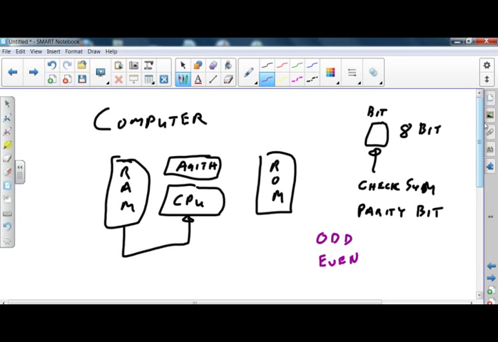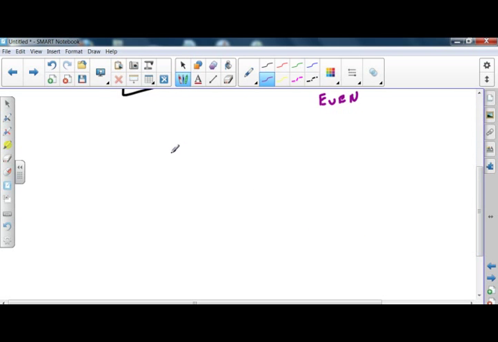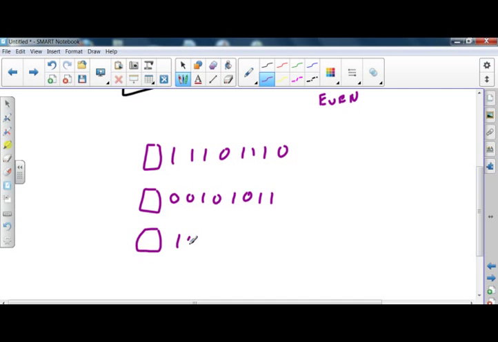All right, so how do I do that? Well, if I have some data 11101110, and I've got a parity bit, and I've got 00101011, and I add a parity bit, and I've got 110111. 1, 2, 3, 4. Too many. 1, 2, 3, 4. And I'm doing odd parity.